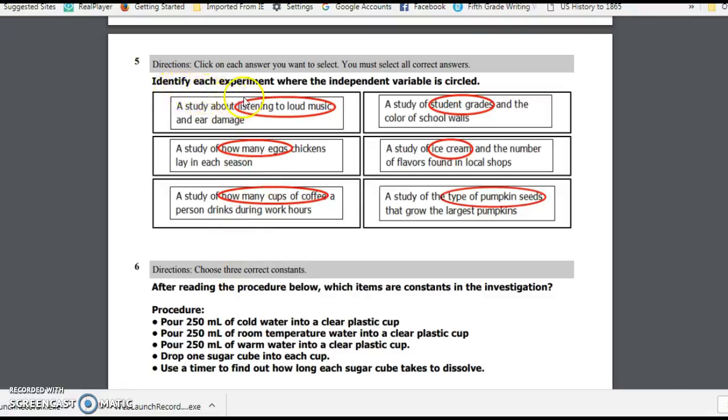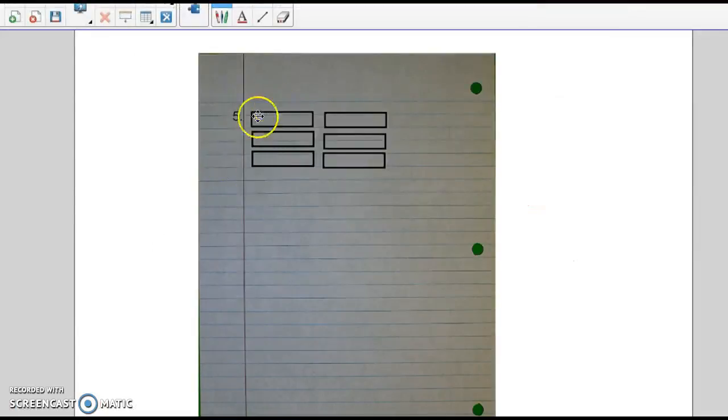Identify each experiment where the independent variable is circled. Again, be thinking, what does independent variable mean? Okay, we're going to read each one, and if the independent variable is circled, you are going to note that on your paper. So A, a study about listening to loud music and ear damage. So they circled listening to loud music. Is that an independent variable here? If it is, then on your loose leaf, you're going to want to put like a little star or something to show me that you're choosing that one.